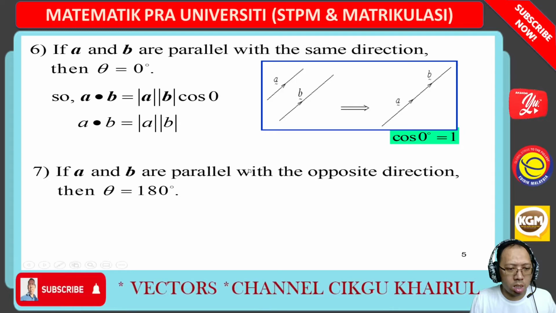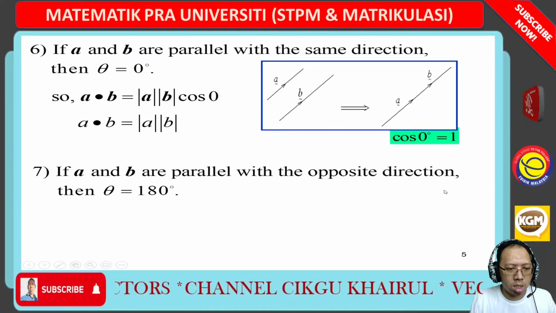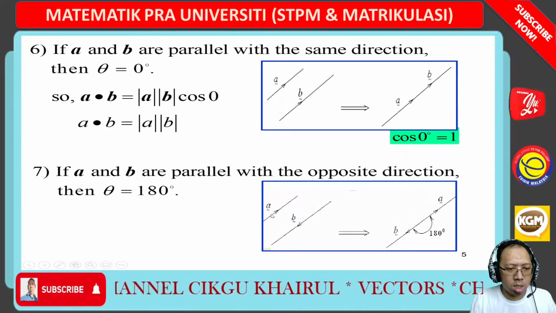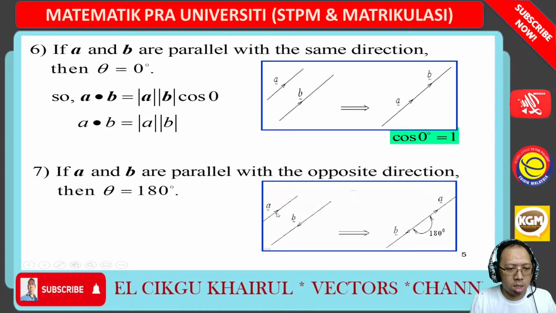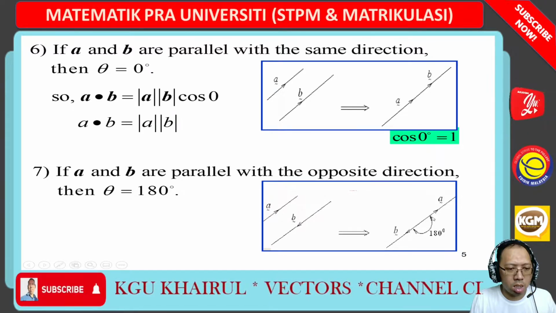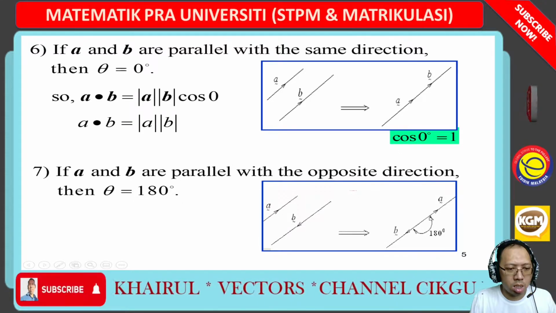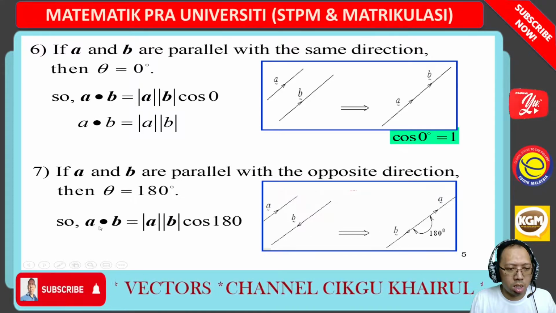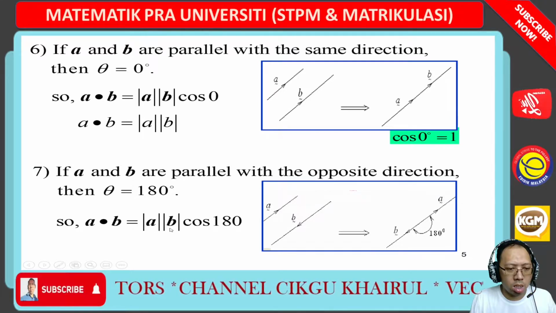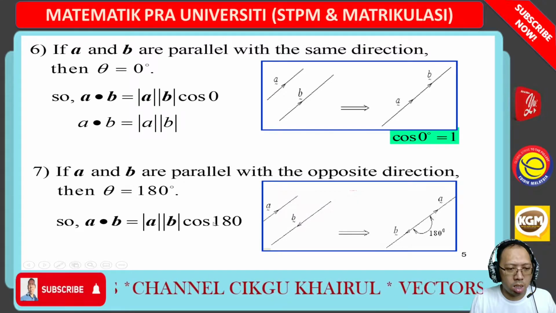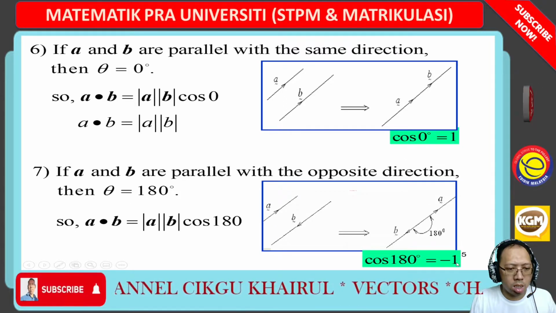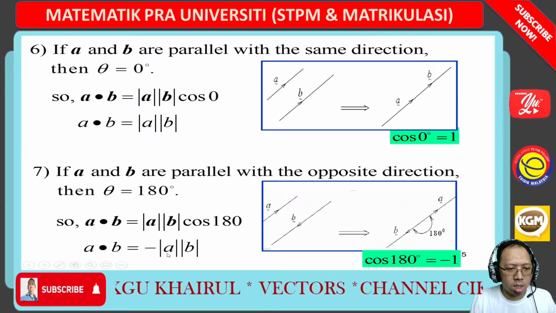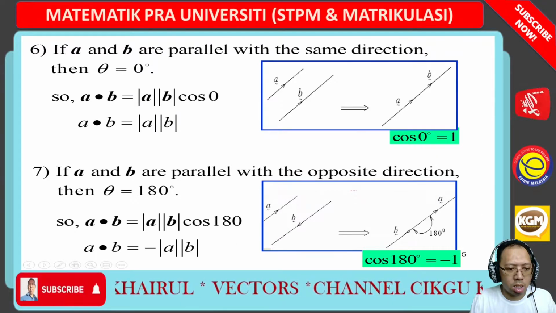So if A and B are parallel with the opposite direction, then theta is 180. So according to this diagram, A and B in the opposite direction here. So the angle between A and B is 180. So we substitute into formula A dot B equal to magnitude A magnitude B cos 180. The value of cos 180 is negative 1. Therefore, this formula will come to A dot B equal to negative magnitude A magnitude B.